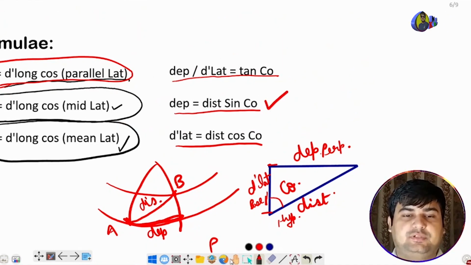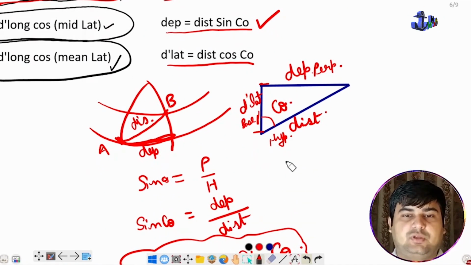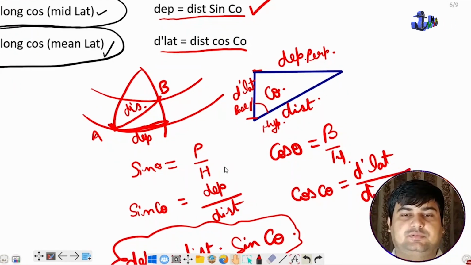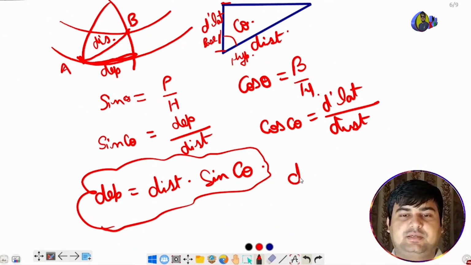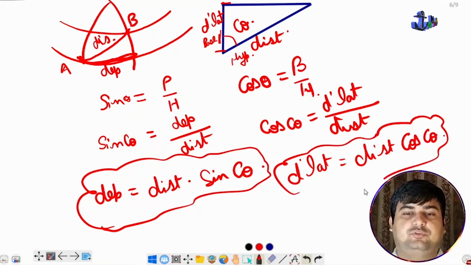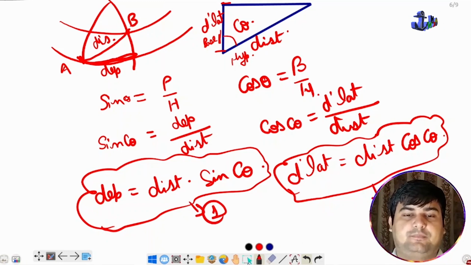The other one we will see: cos theta is equal to base upon hypotenuse. So here cos course is equal to base, which is d lat, upon hypotenuse, which is distance. So we can make out from here that d lat is equal to distance cos course. This is the second formula.